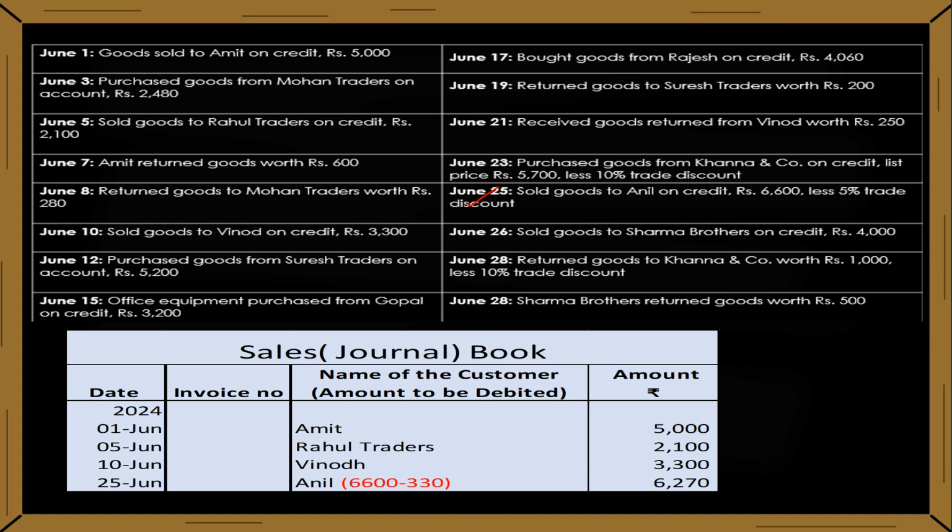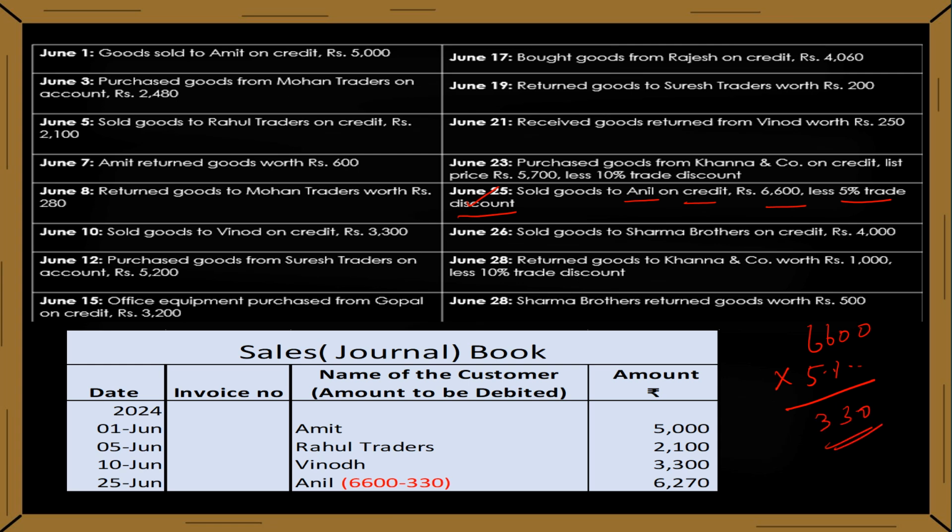25th June, sold goods to Anil on credit, rupees 6,600 less 5% trade discount. So we have sold it for 6,600 less 5% trade discount. On this, 5% has to be deducted. 5% of 6,600 is 330 rupees.